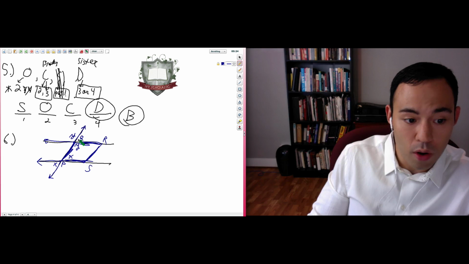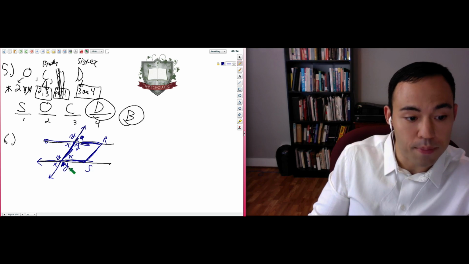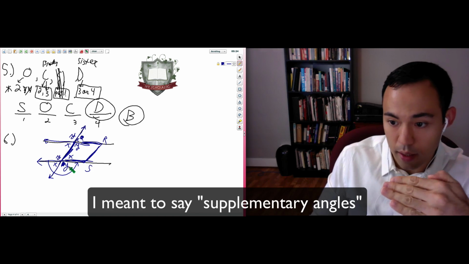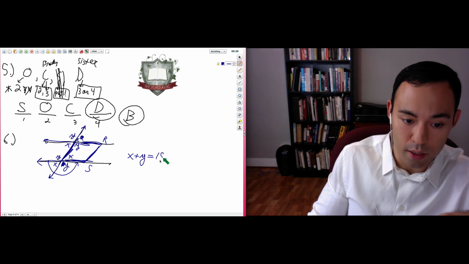And as we know from our parallel lines cut by transversal rules, we know that has to be x, and that has to be x. This has to be y. Sorry, these letters are getting in the way. And this has to be y. And what do we know about supplemental angles, or angles that lie along a line? Well, we know that their sum has to be 180.